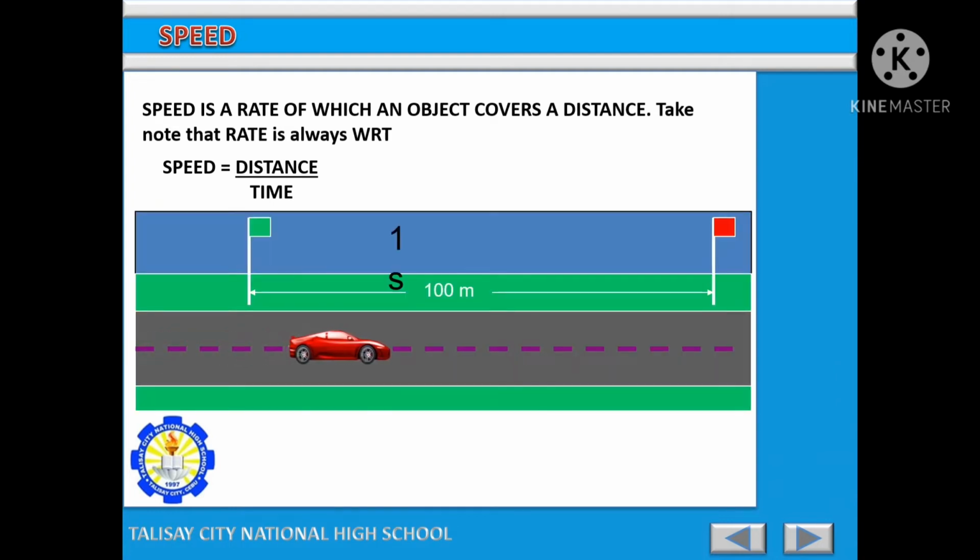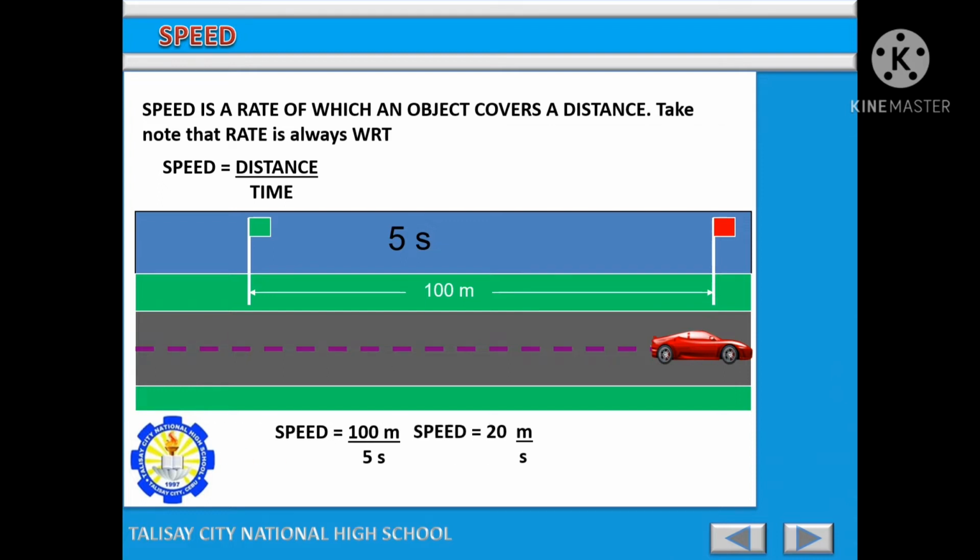a car moves 100 meters away from its original position in just 5 seconds. That means speed is the ratio of the total distance traveled by an object in a certain period of time. Therefore, when you say speed, speed is equal to 100 meters, which is the distance covered by the car, over 5 seconds, in which it is the time it takes for the car to reach that certain distance. Therefore, the rate or the speed of the car is 20 meters per second.